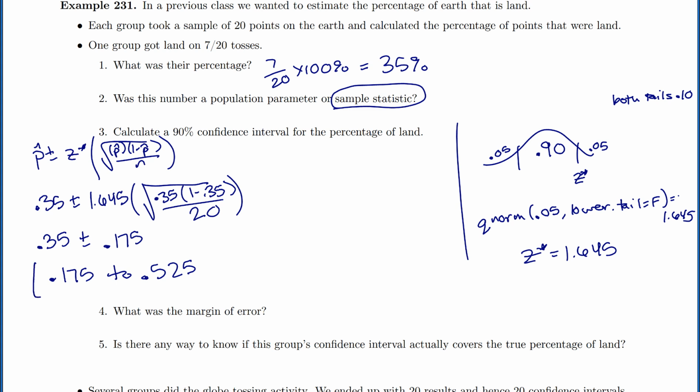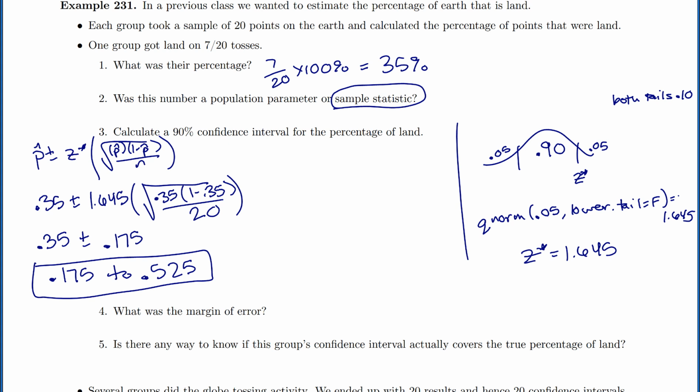So that's my 90% confidence interval. So I would say something like, I am 90% confident that the true proportion of percentage on land is between 0.175 and 0.525. Or we can say, we are 90% confident that the true percentage of land is between 17.5% and 52.5%.